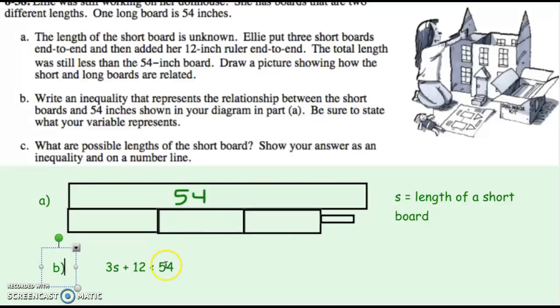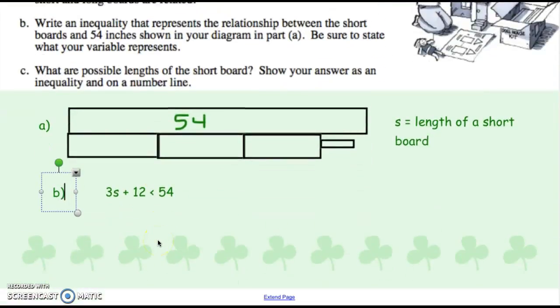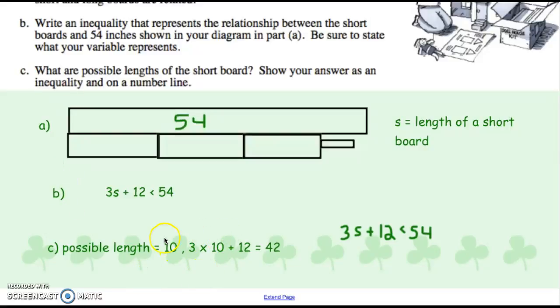C says, what are possible lengths of the short board? Show your answers as an inequality and on a number line. I'd like you to pause your video and do C by yourself. What I found for the possible length of the short board is 10. So if I had 3 short boards with a length of 10, that would be 30, plus 12 would be 42, and that could be a possible length.